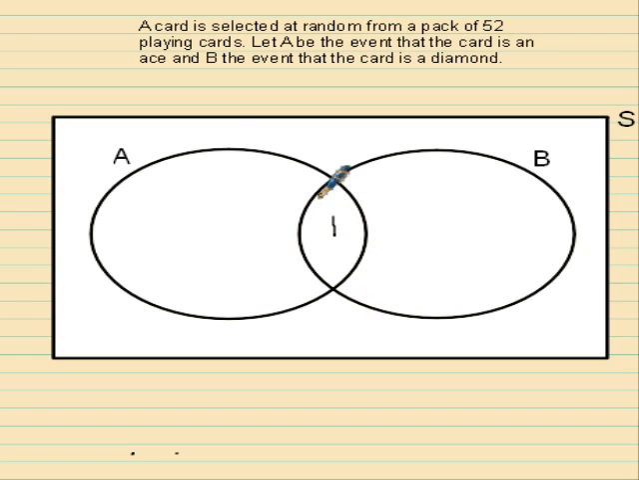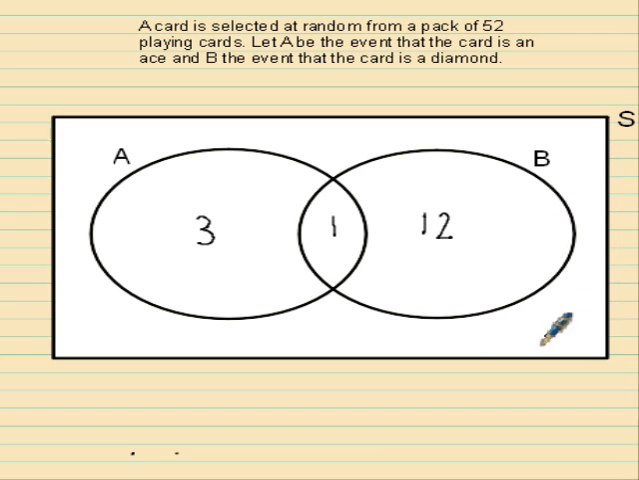Now event A is the event that the card is an ace, and so there are 4 outcomes that it is an ace. Well, we've used 1 here, so to make sure the whole thing sums to 4, this has got to be 3. And in a similar way, B is the outcome that the card is a diamond. Now there are 13 diamonds, but one of them resides in this intersection because it's the ace of diamonds, so we've got the other 12 here.